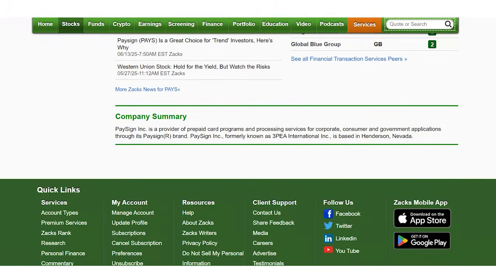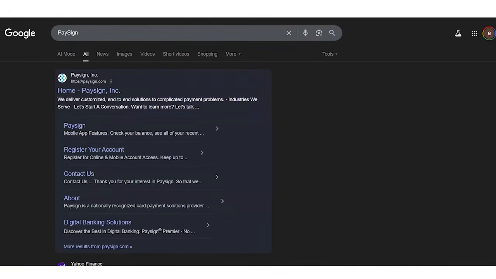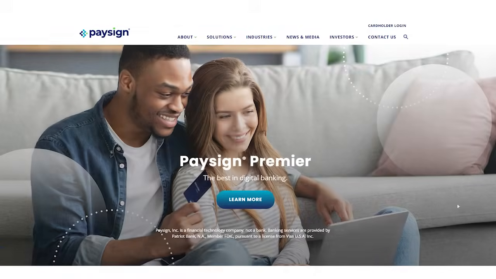And so what do they do? Let's see. PaySign is a provider of prepaid card programs and processing services for corporate, consumer, and government applications through its PaySign brand. PaySign Inc. is probably known as 3P International. Okay. So it's a fintech company. You can Google it. Let's see. PaySign, custom end-to-end solutions, complicated payment problems. Cool. So they manage payments for companies.